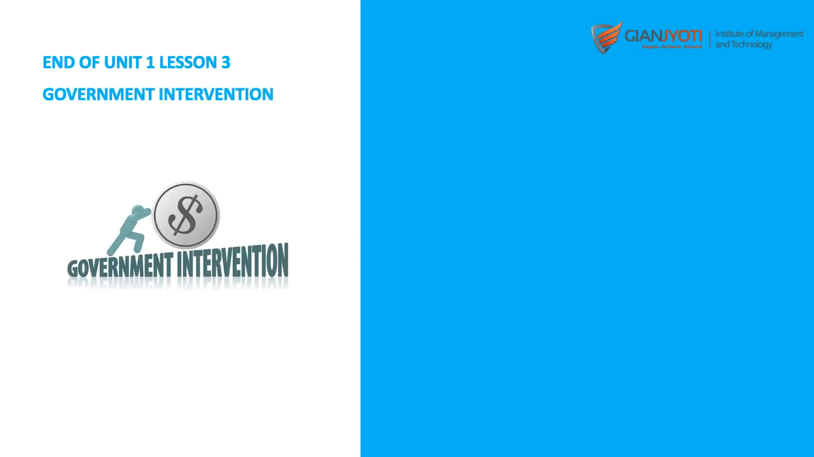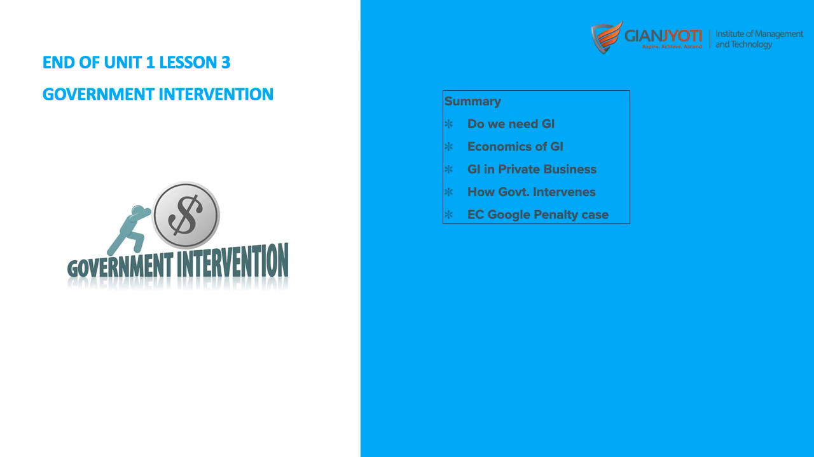And with that, I think I finish this lesson 3. Let me summarize the things for you. So we saw why we need government intervention and what are the reasons for government to intervene. We also looked at the specific reasons why government has to intervene in private business and what are the ways through which government intervenes. And then we took up a case study on the European Commission Google penalty.